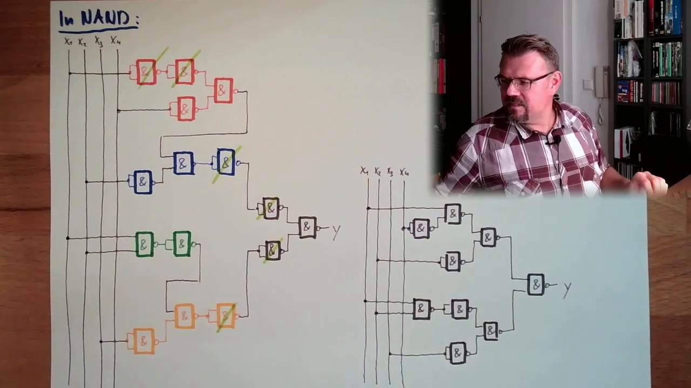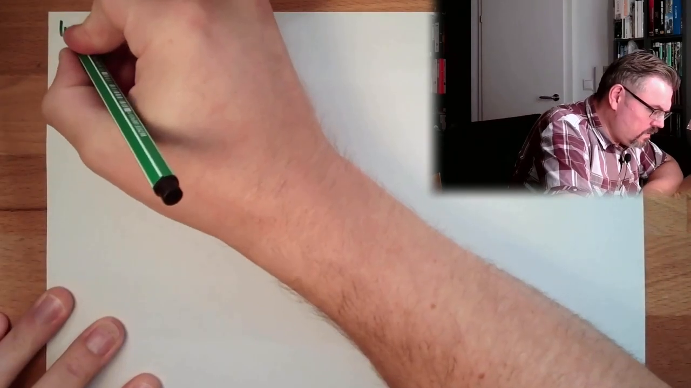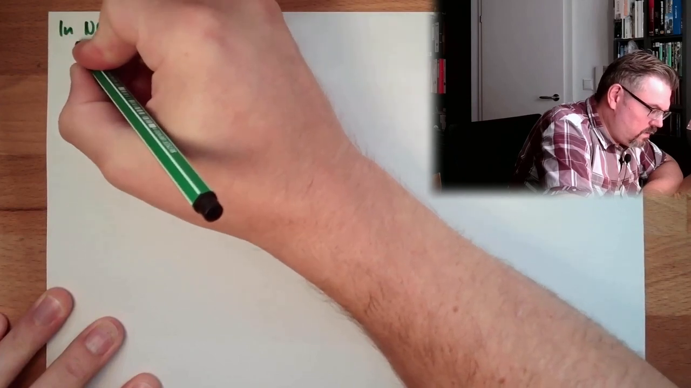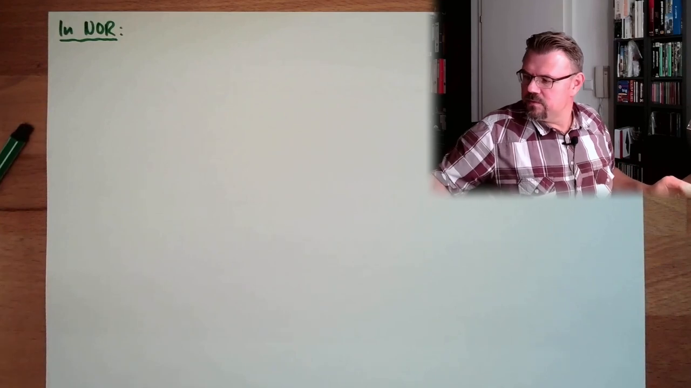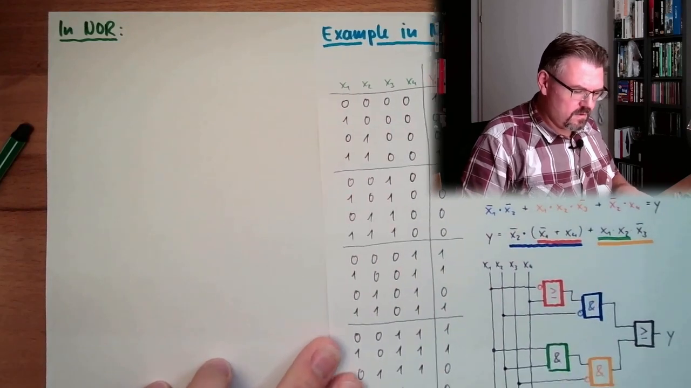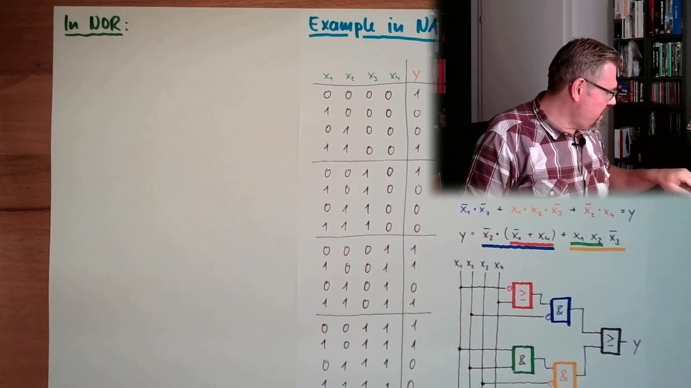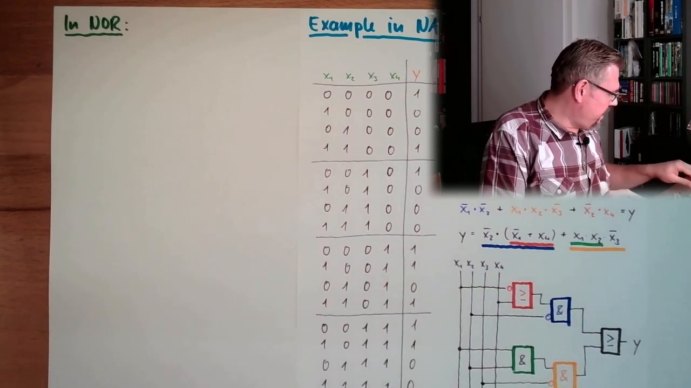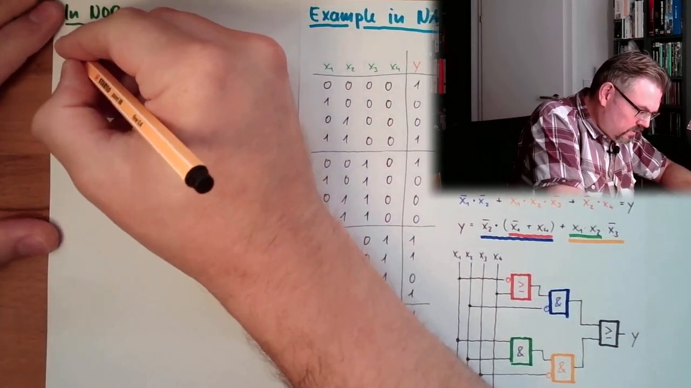Now let's have a look how this looks in NOR. If we transfer this to NOR, exactly that example must be somewhere lying around here. Where is it? Here. This we want to transfer now to NOR technology. And again, I will draw the lines here. So we have again X1.